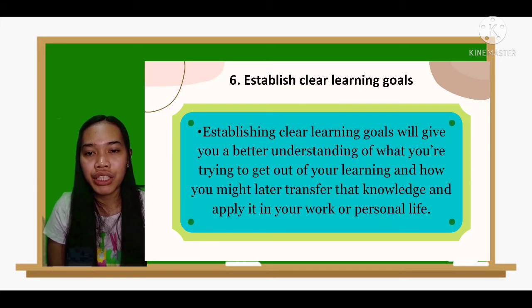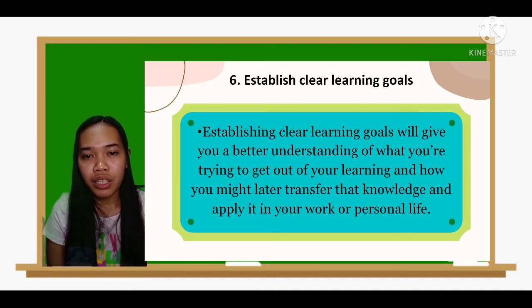Sixth, establish clear learning goals. Establishing clear learning goals will give you a better understanding of what you're trying to get out of your learning and how you might later transfer that knowledge and apply it in your work or personal life. When you know what the expected learning outcomes are, you'll also be able to focus on the right material. When setting learning goals, it's better to be specific rather than general so you'll be able to measure your progress as you go along. But make sure your goals are realistic too.